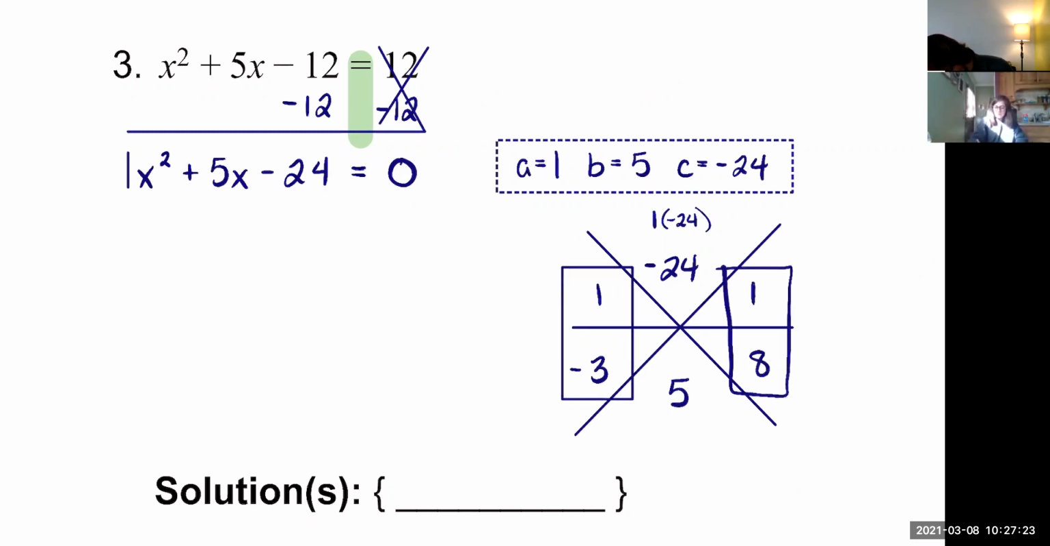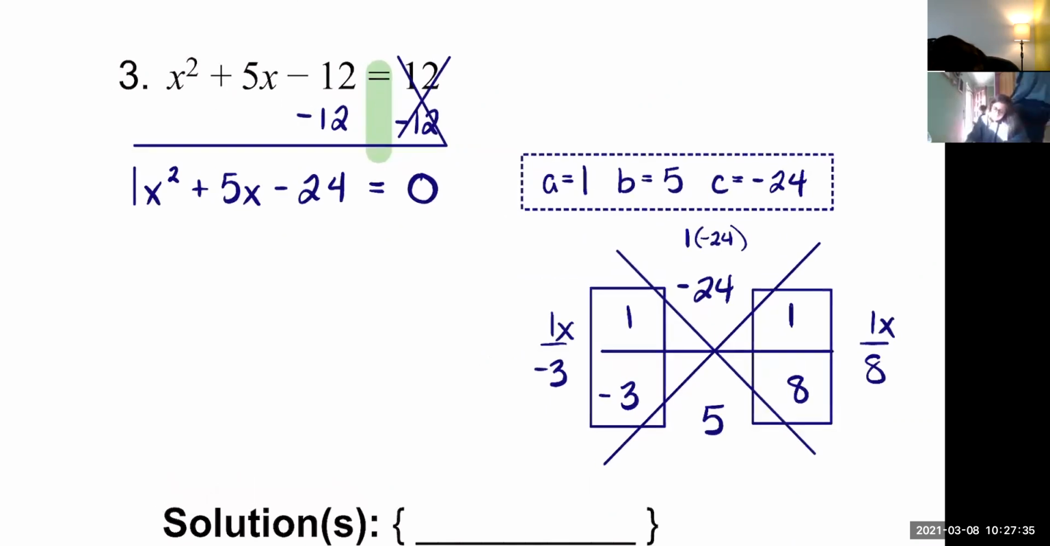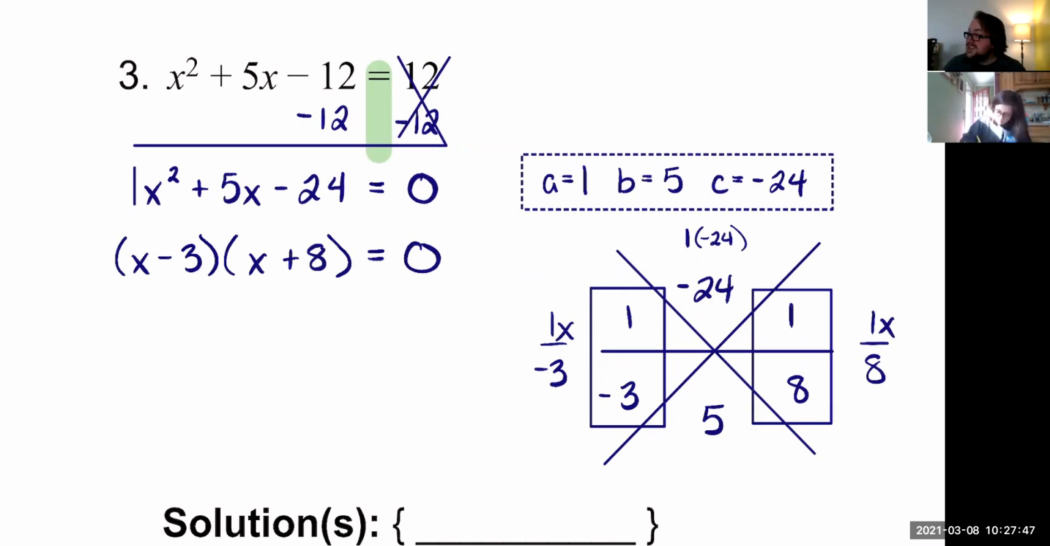I don't think either of these simplify because of the 1's on top. So I'll bring back the variable, which is an x, and that should give me back here where I was working the two binomials, 1x minus 3 times 1x plus 8, still set equal to 0, but it's now factored.